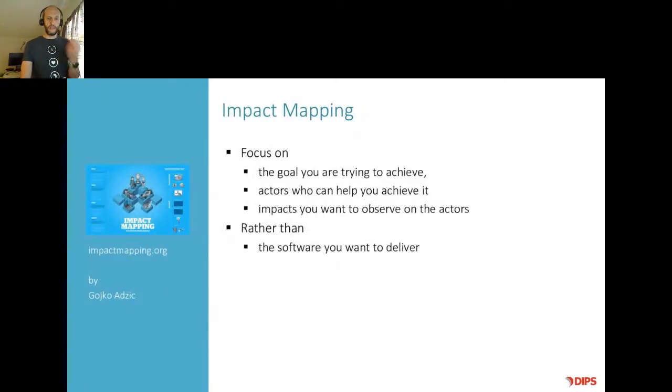Another technique is impact mapping, with a focus on the goals you're trying to achieve and the impacts you want to observe. It kind of suppresses the focus on the software you want to deliver. It still lingers around the edges of the impact map, but the focus is on the business. This was presented to the community by Gojko Adzic, and there is a book on both impact mapping and event storming.